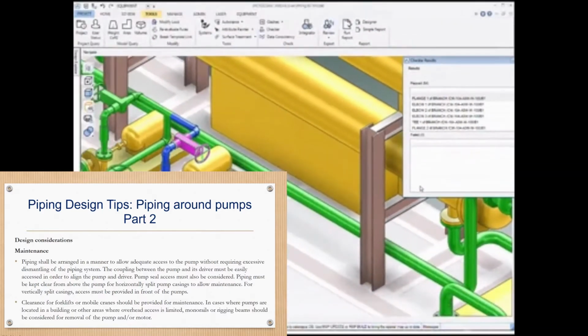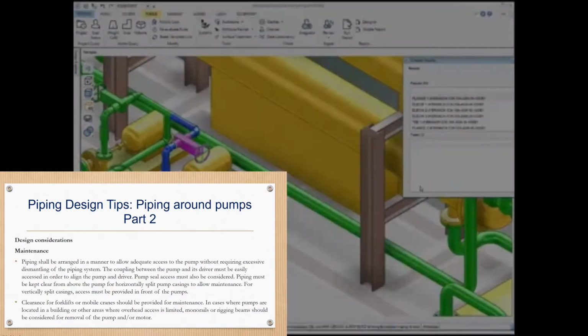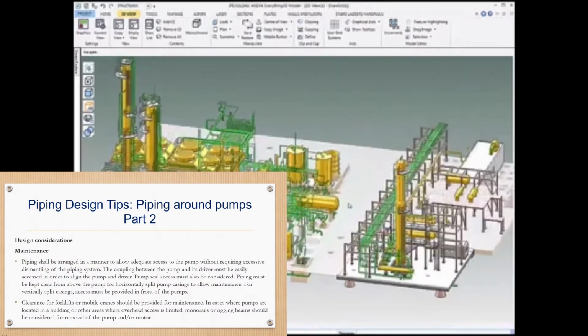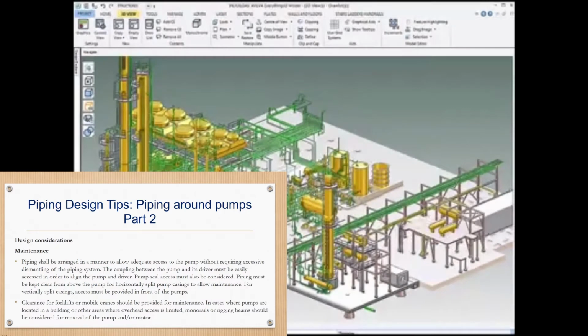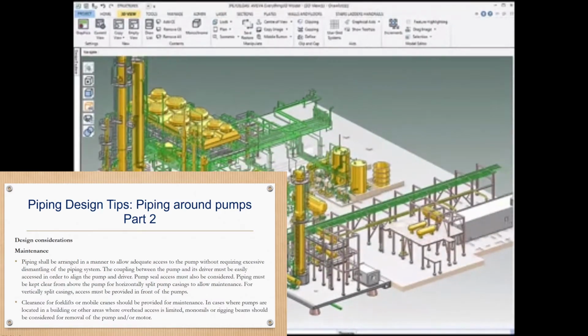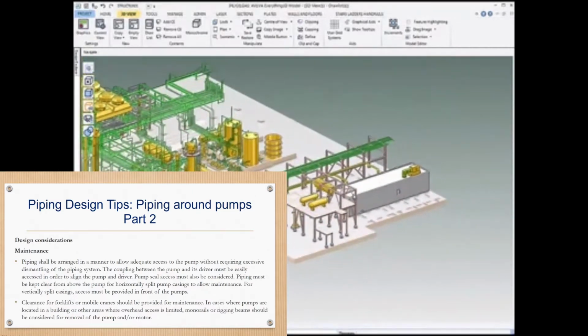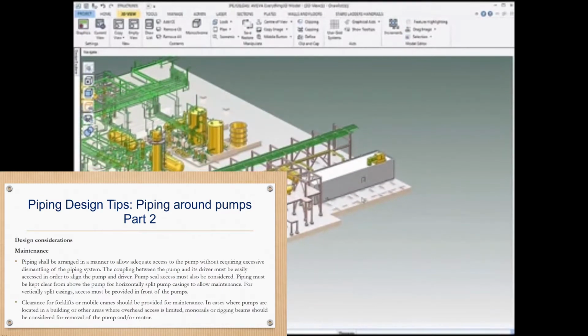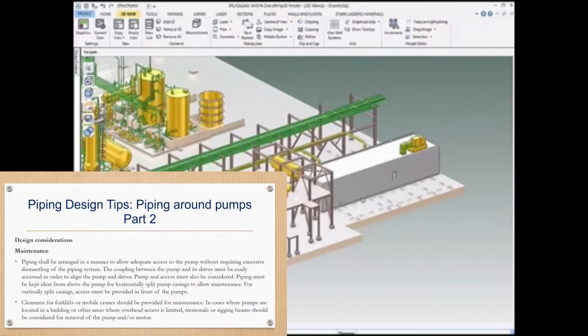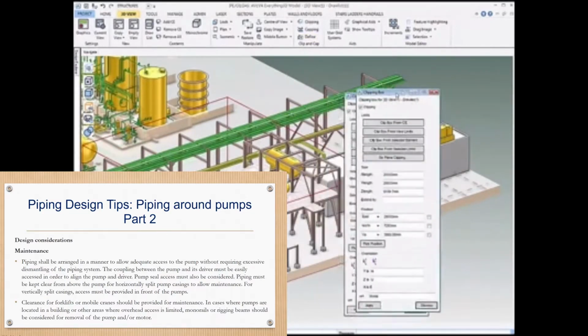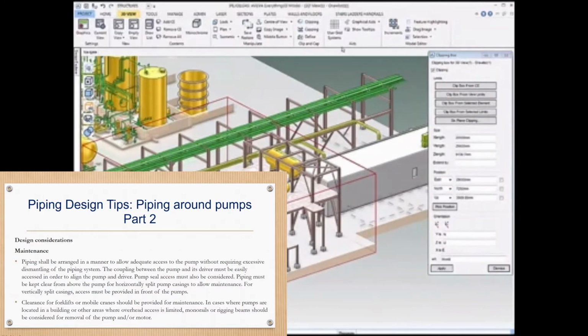Maintenance. Piping shall be arranged in a manner to allow adequate access to the pump without requiring excessive dismantling of the piping system. The coupling between the pump and its driver must be easily accessed in order to align the pump and driver. Pump cell access must also be considered. Piping must be kept clear from above the pump or horizontally split pump casing to allow maintenance. For vertical split casing, access must be provided in front of the pumps. Clearance for forklifts or mobile cranes should be provided for maintenance.